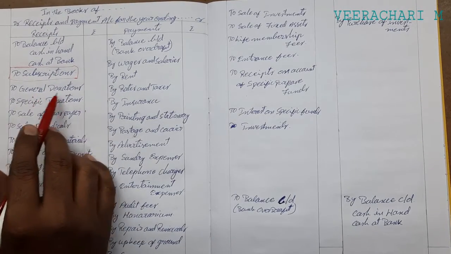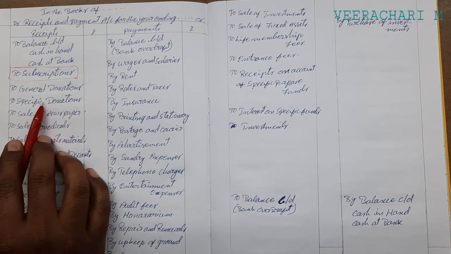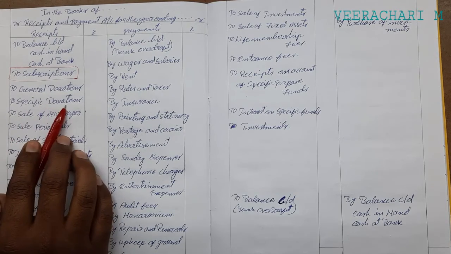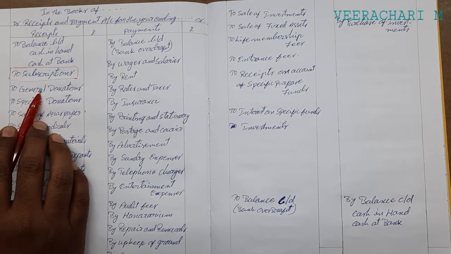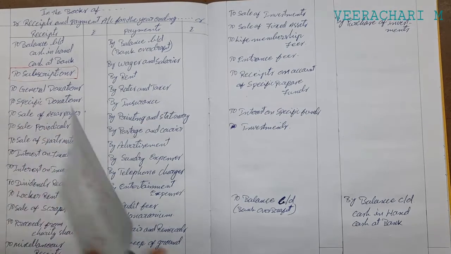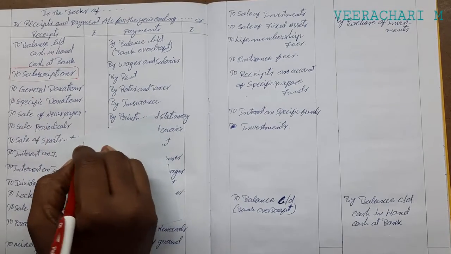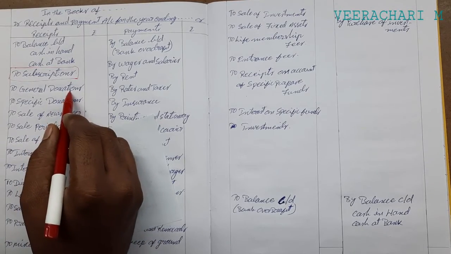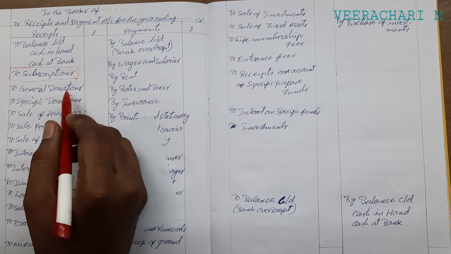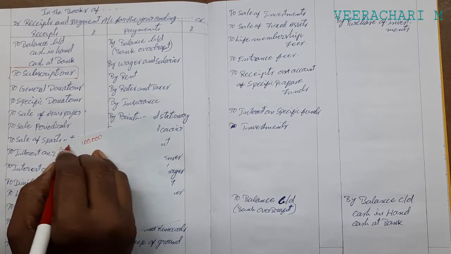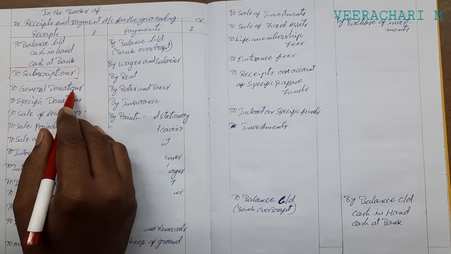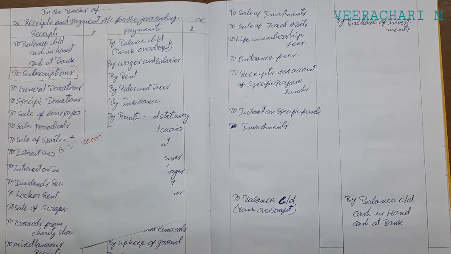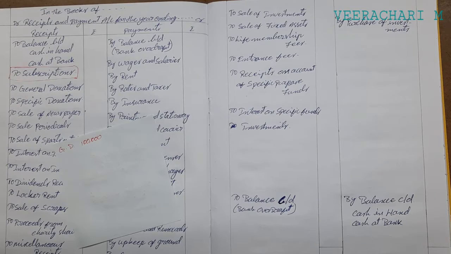Next, general donations and specific donations. For example, if you receive 1 lakh rupees as a general donation, this 1 lakh rupees can be spent for any purpose. That is the general donation.